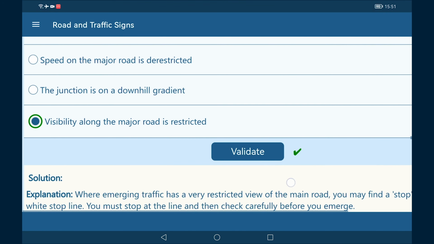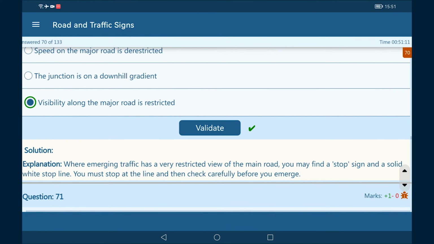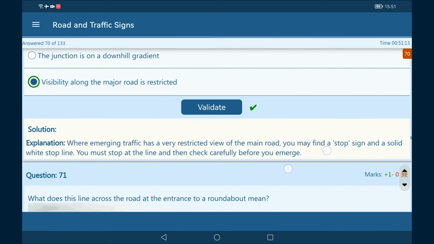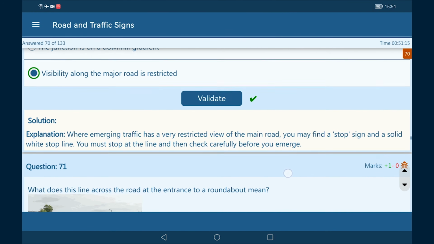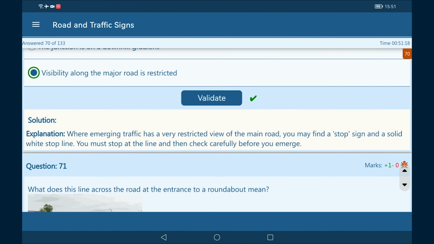Explanation. Where emerging traffic has a very restricted view of the main road, you may find a stop sign and a solid white stop line. You must stop at the line and then check carefully before you emerge.